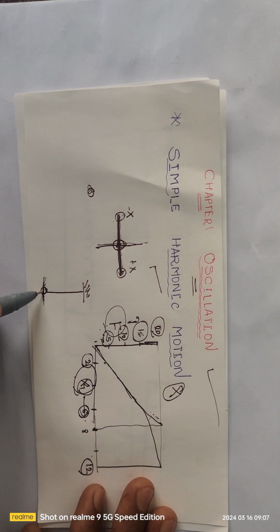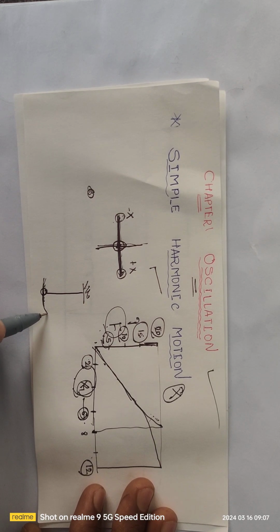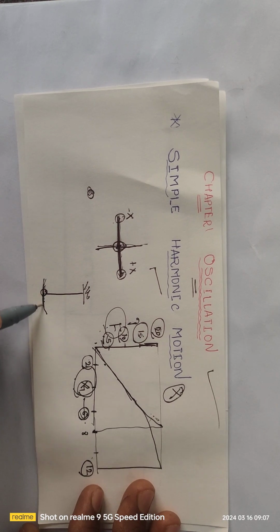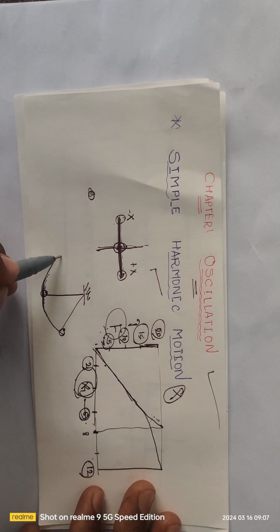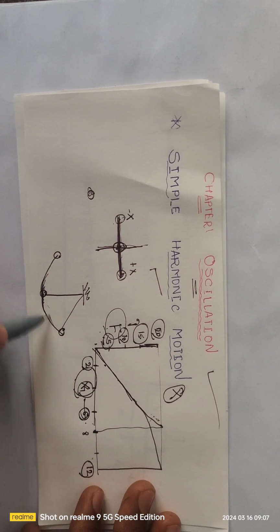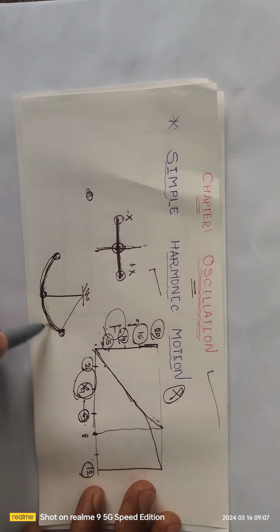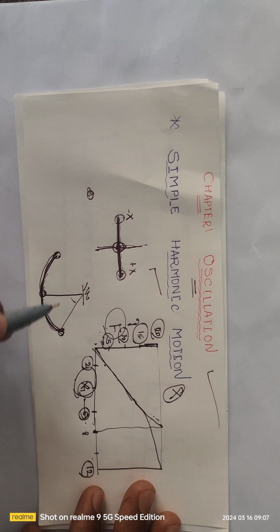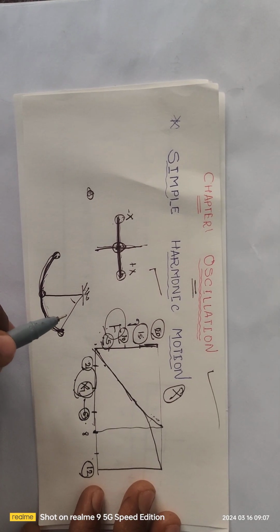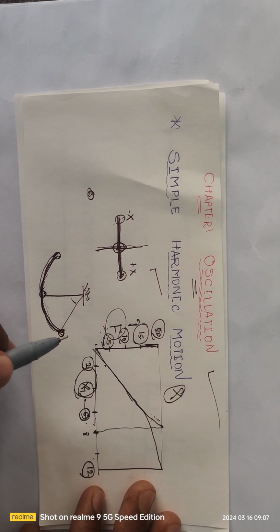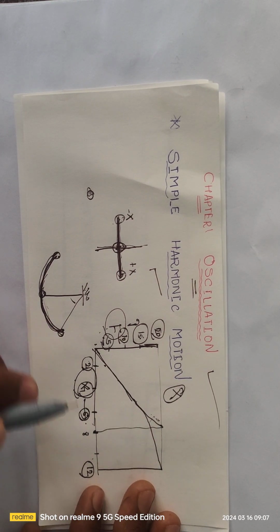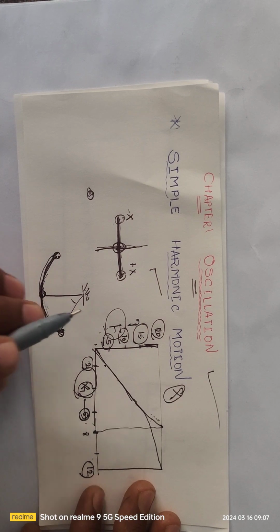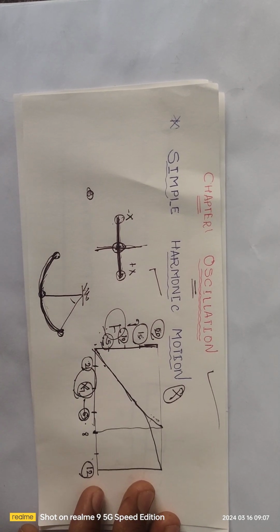Like if in a pendulum I apply a force of 20, the displacement increases far more. So it is not called simple harmonic motion, it is called only oscillation. Every simple harmonic motion is a kind of oscillation, but we cannot say every oscillation is simple harmonic motion.